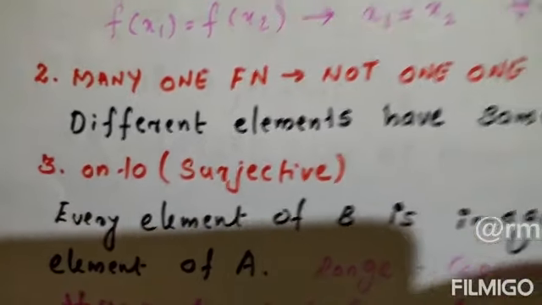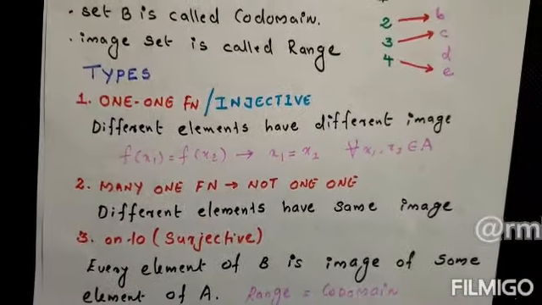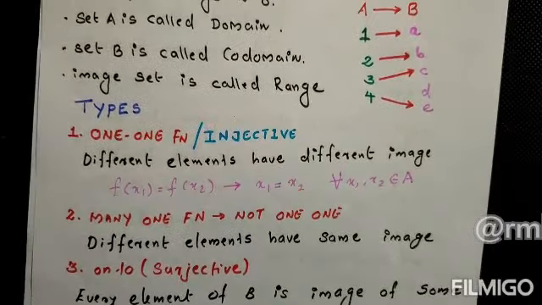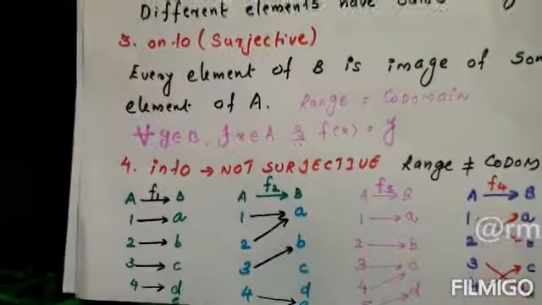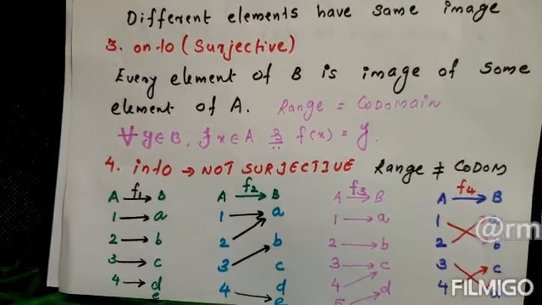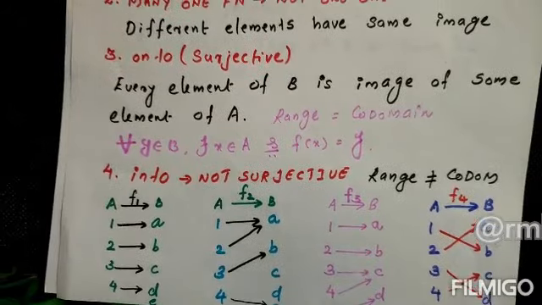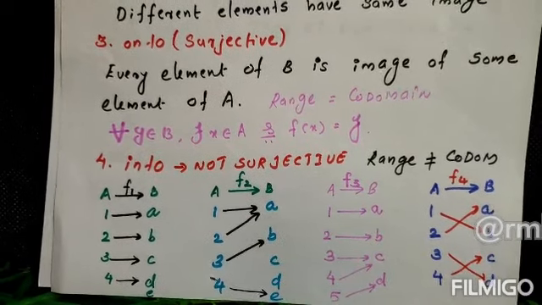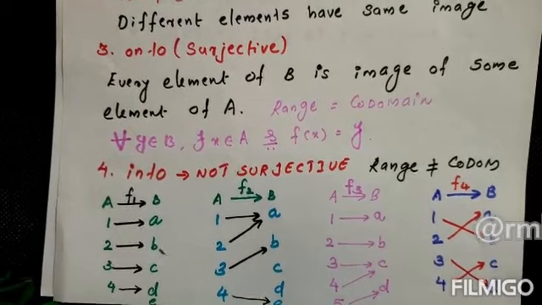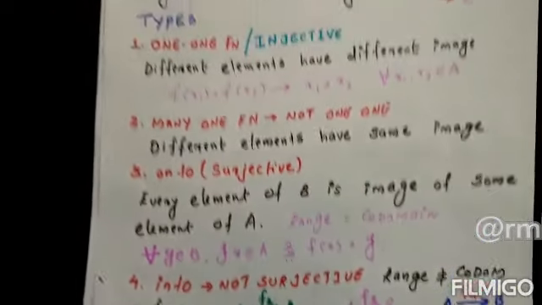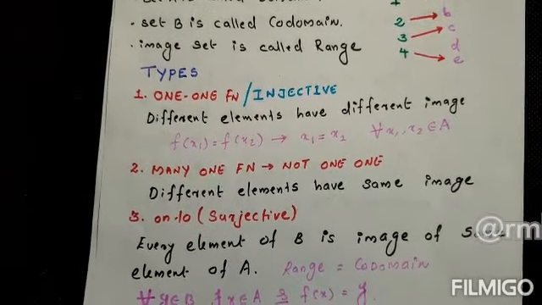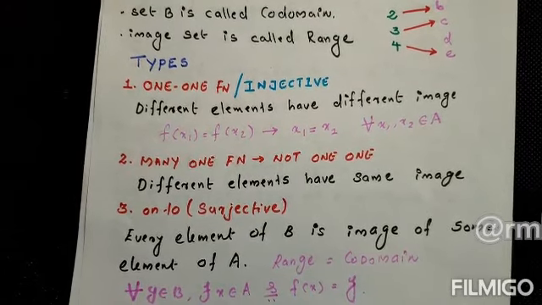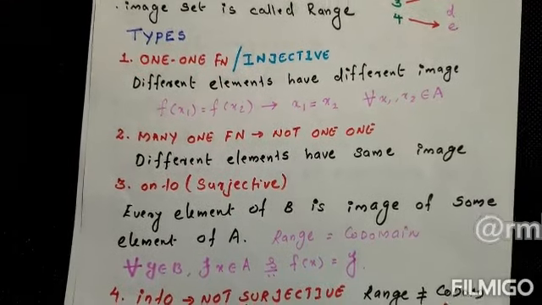Third one is the onto, or surjective, function. Every element of B is the image of some element of A. That is, the second set B is fulfilled. The example is f3. The second set, the codomain set, is fulfilled. That means the codomain set is equal to the range set. A, B, C, D are images and also they are the codomain. So f3 is clearly onto. Onto means range is equal to codomain. Its symbolic expression is: for all y belonging to B, there exists an x belonging to A such that f(x) = y.